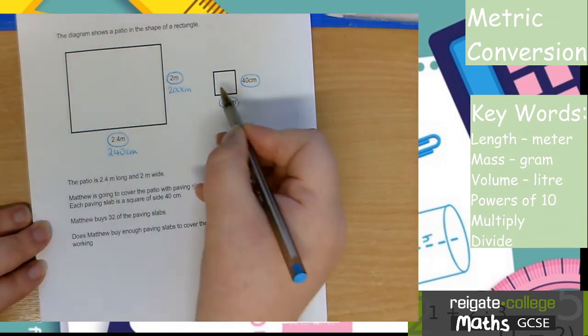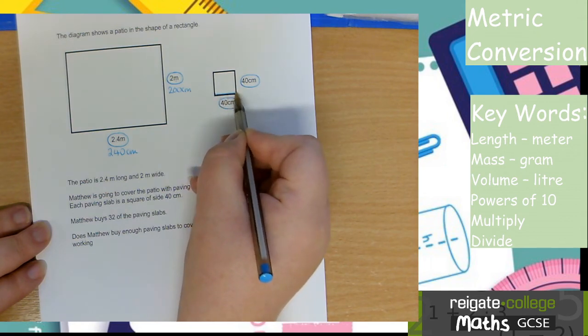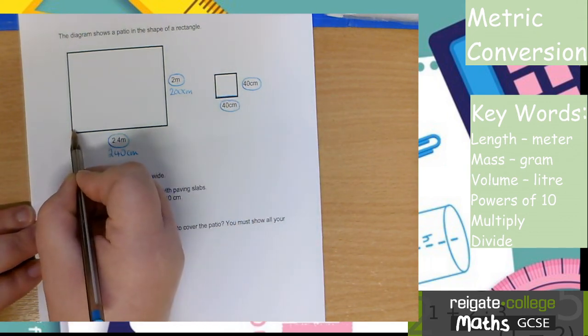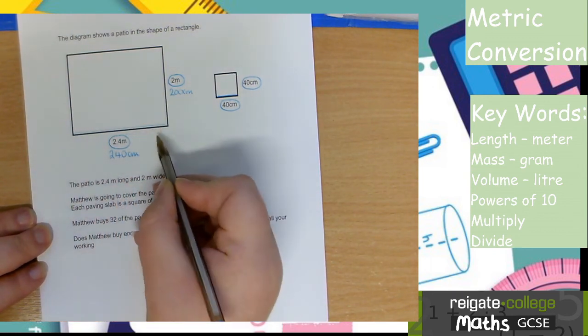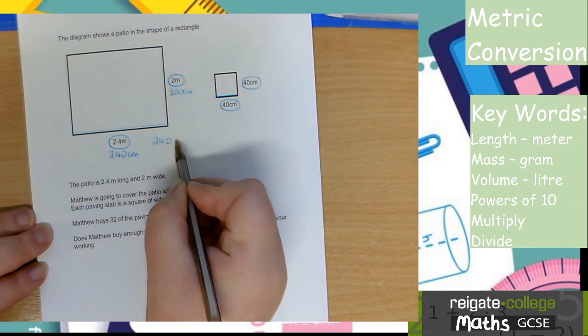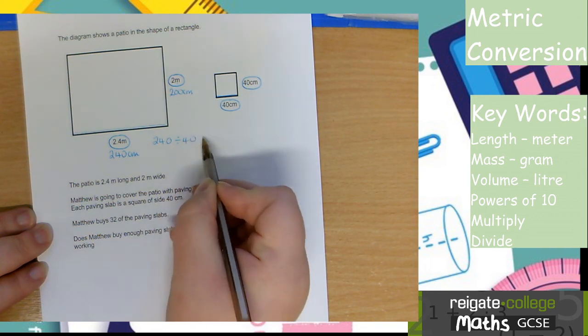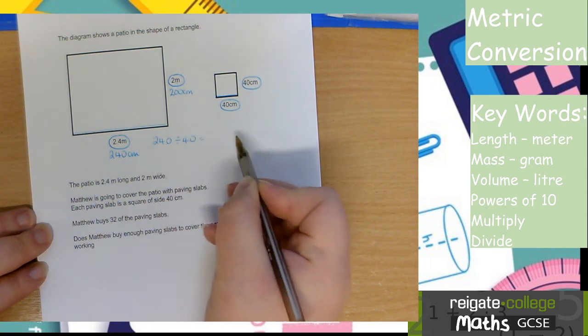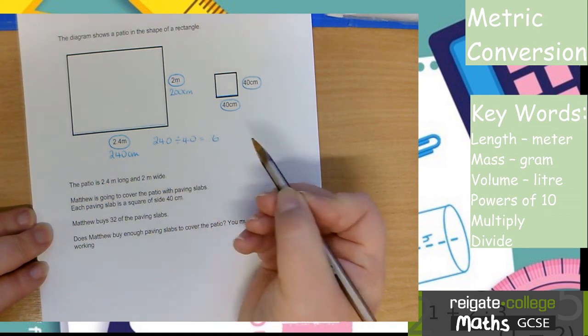Now I'm thinking of the dimension of the slab. Here is the dimension that represents the length, and I'm going to compare that to this dimension of the patio here, saying in 240 centimetres, how many 40 centimetres can I get? How many 40s are there in 240? There are 6.